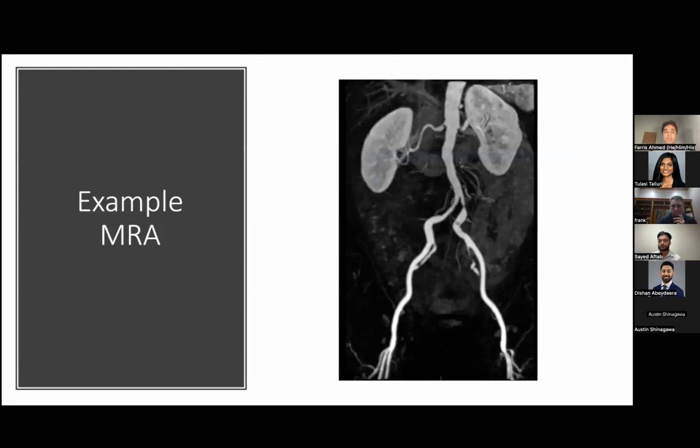Here is just an example MRA. This is a snapshot in time of what you would use. It's not just one image that we are particularly looking at; it's taken throughout time. So this is one image of about 70 images that you would use for an MRA.